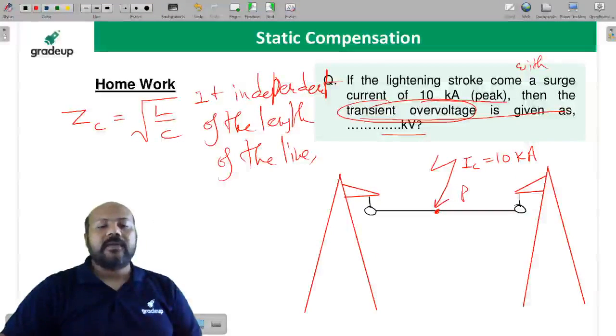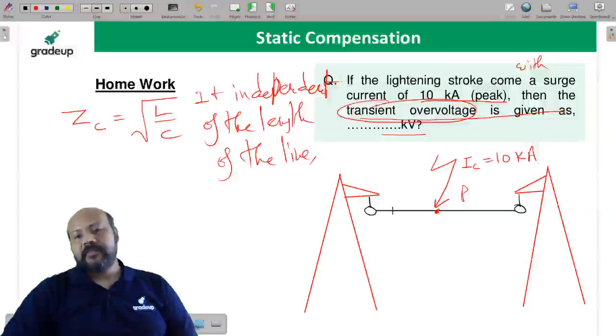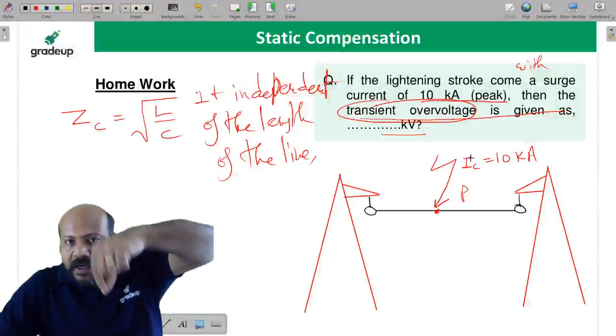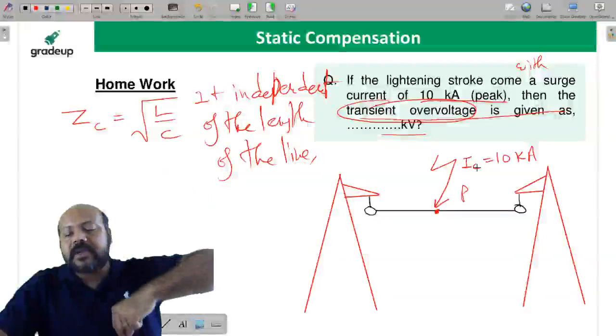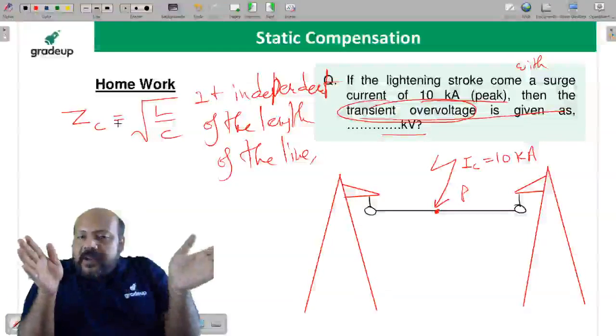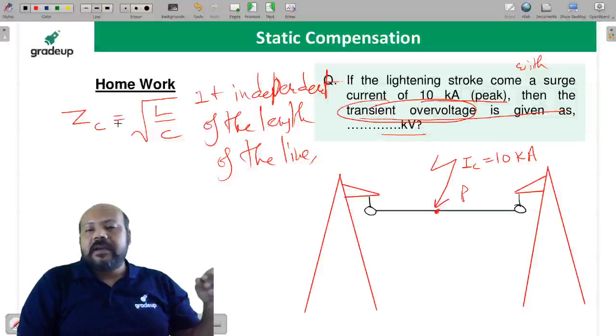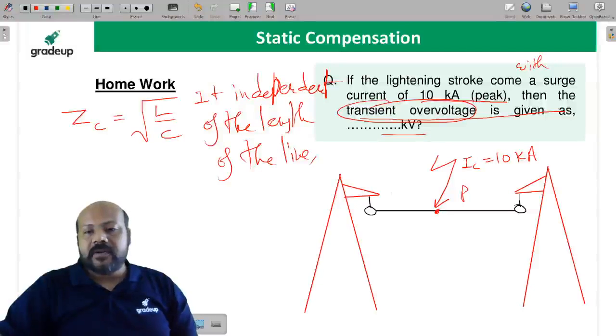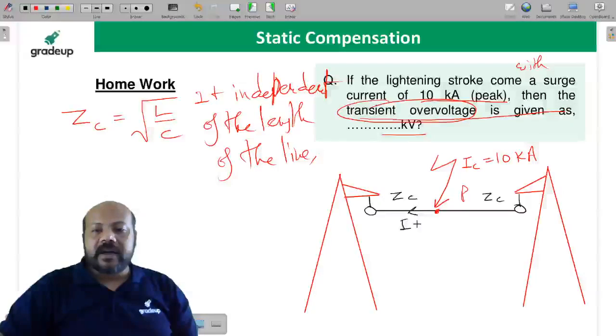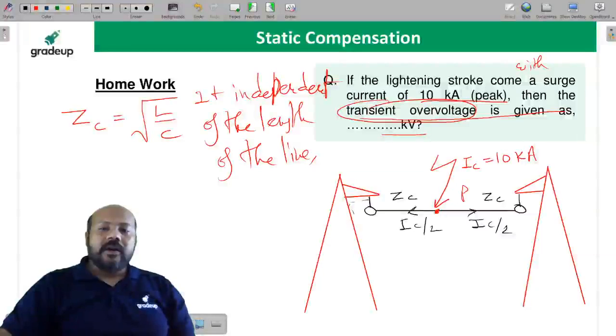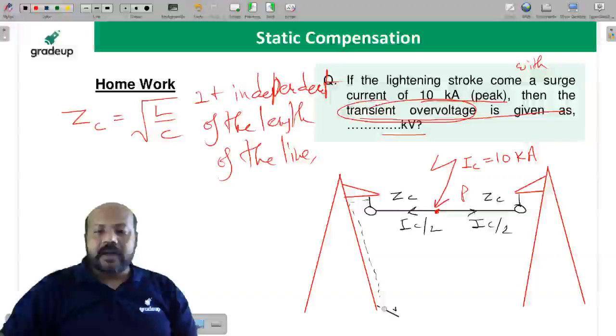So if it is independent of the length of the line, you can easily understand that if the lightning is striking at point P, then to the left and right of this lightning stroke the surge impedance is independent of the length of the line. So wherever it strikes, it is going to see the surge impedance at both sides. So this current is going to be divided as IC by 2 and IC by 2. Now this is going to be grounded at the tower.